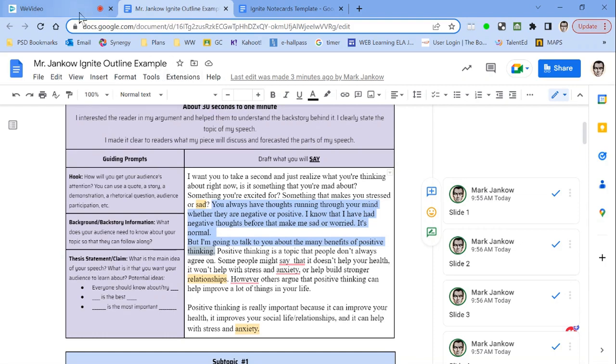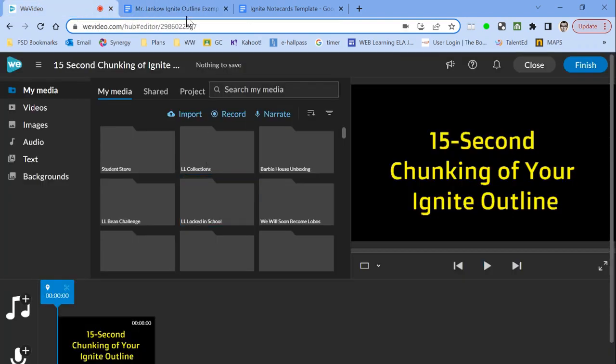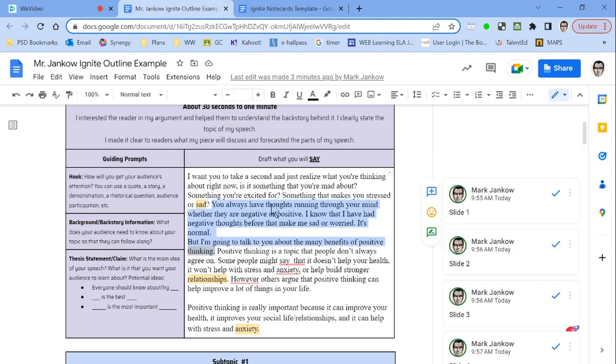So that's how to chunk your speech into 15-second chunks so that your speech is ready to go and ready to practice, and then you can have a tremendous Ignite speech. So good luck, everybody. Work hard, and let's make some amazing speeches.